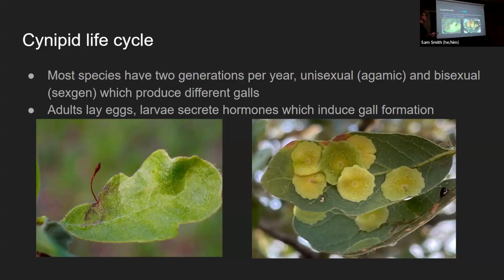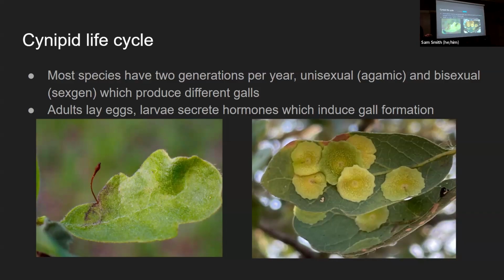They have a unisexual generation, also called the agamic generation, and that's the generation that produces the galls that last for a while, get really big, and that most people are familiar with if you're familiar with galls. And then they also produce a bisexual generation, also called the sexgen generation, which produces different galls that are more short-lived and tend to be on flowers, catkins, or new growth buds.